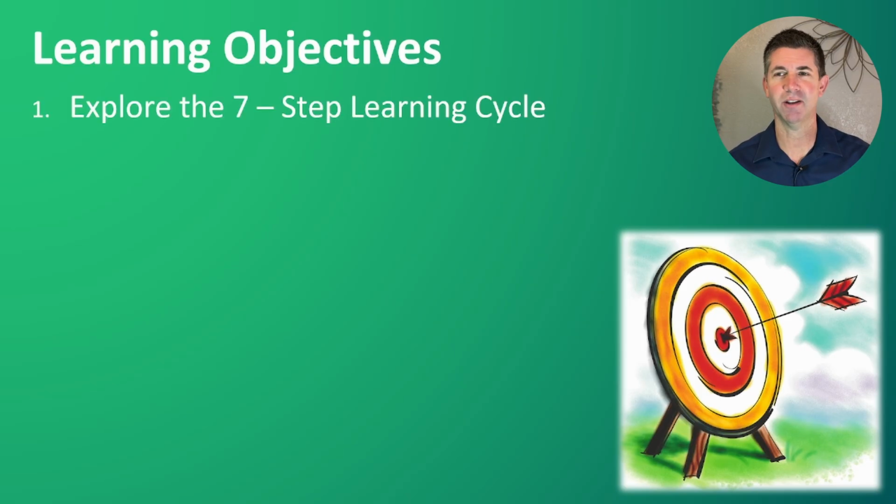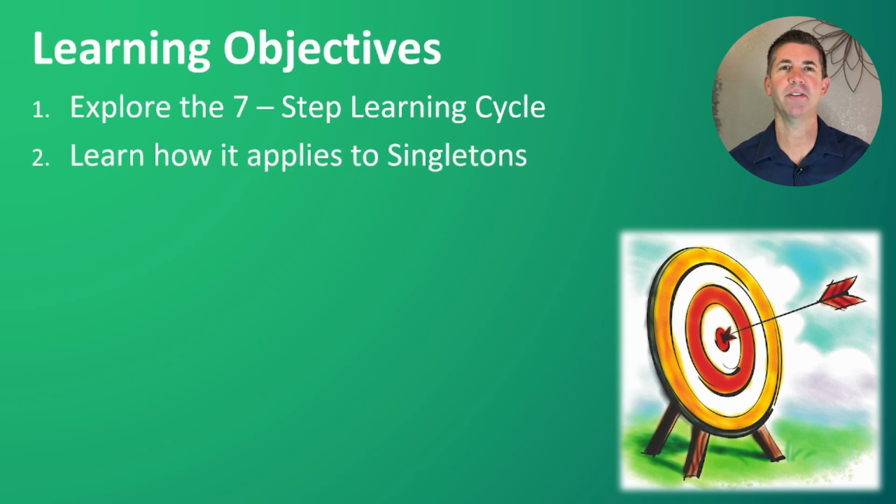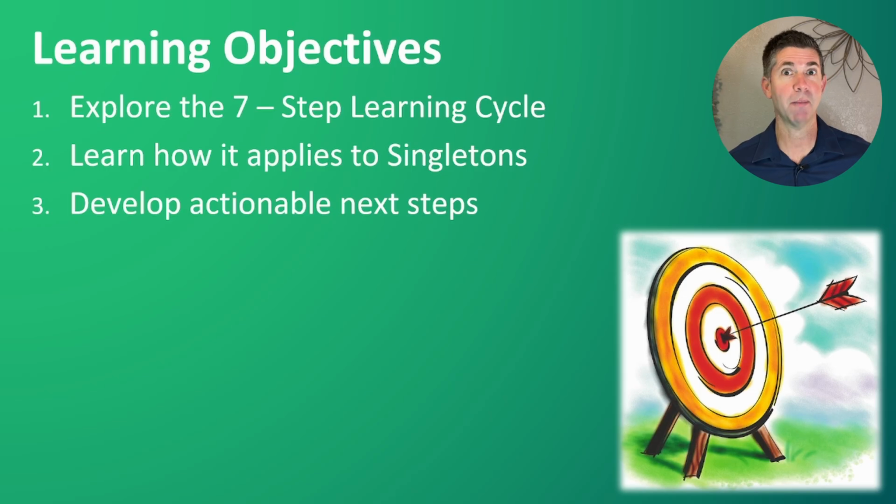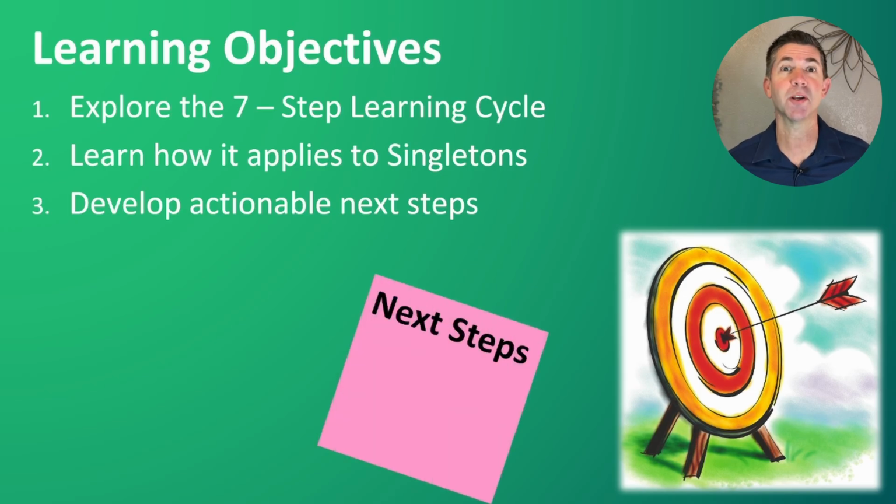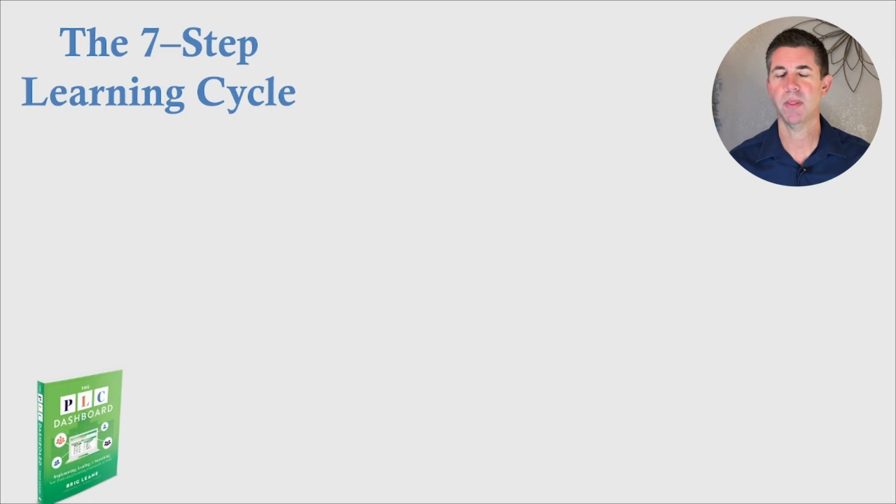The learning objectives we have for today is first to explore the 7-step learning cycle. The second objective is to learn how it applies to singletons. And the third is, of course, to develop actionable next steps. I'm going to encourage you to take out a Post-it note or something to record some notes on, and then to find a couple of next steps for you as we go throughout this video to implement those next steps. All right, let's jump into the 7-step learning cycle.